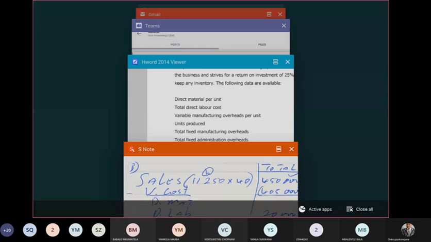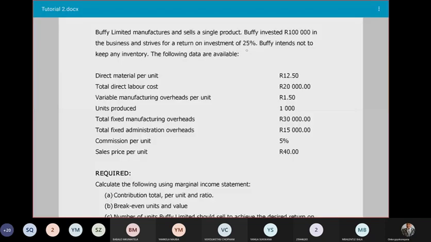Then looking at the third one, the number of units Buffy Limited should sell to achieve the desired return on investment. What was the investment? Go back to the heading. Buffy Limited manufacture and sell a single product. Buffy invested 100,000 in the business and strive for a return on investment of 25%. So the question now is saying that let's work out the number of units to be sold in order to achieve that desired return on the investment, which is 25% of 100,000.